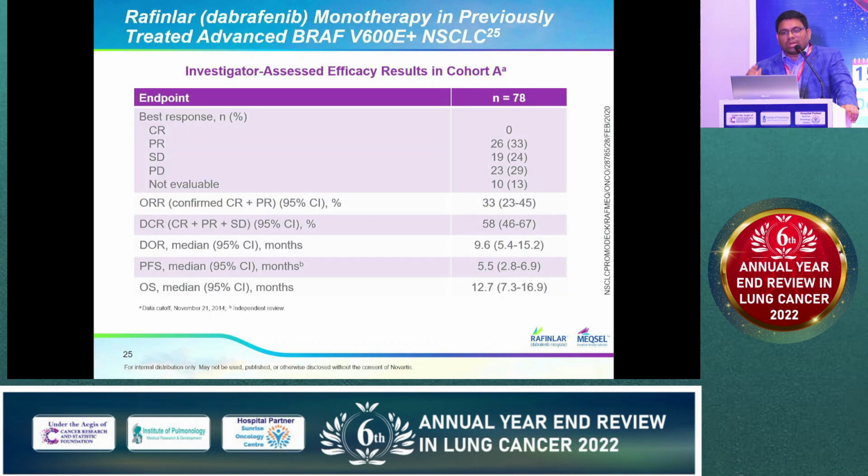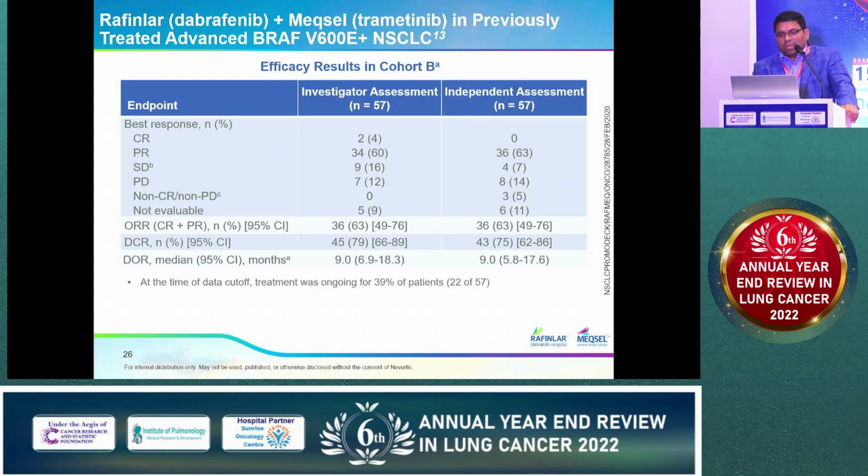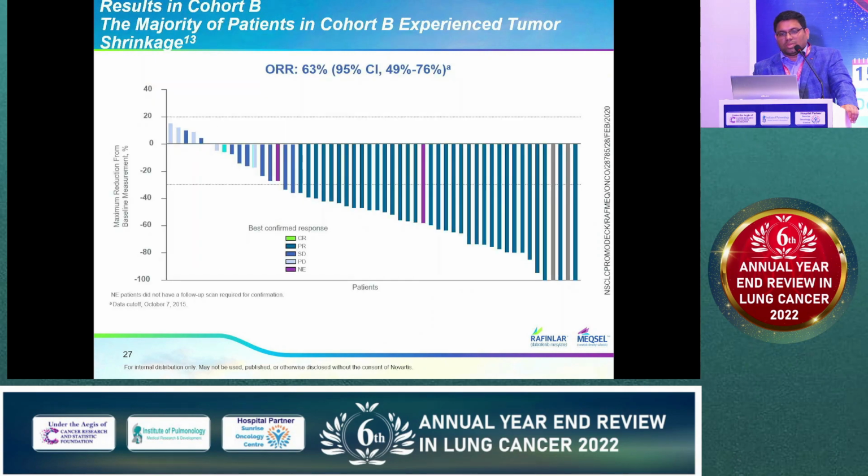And let's look at cohort A when the monotherapy was given. If you give monotherapy, you could see the response rate is only 33%. But in a heavily treated population, when you give the combination, the response rate jumps up to 63%. That's what I was telling you, that when you block both BRAF and MEK, the response rate jumps and even the duration of response jumps.